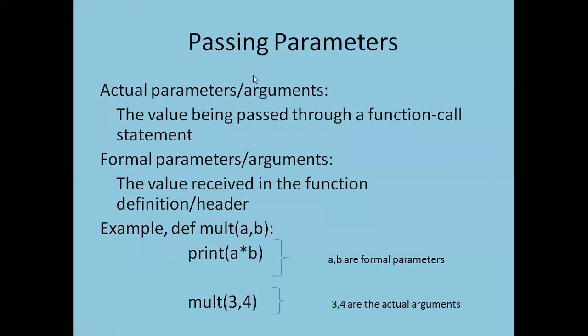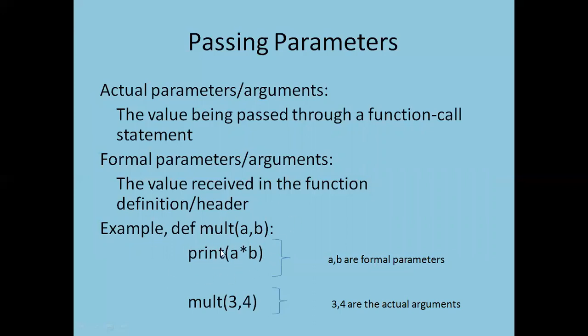Now another way: passing parameters is very important. The values that are passed in a function call statement are known as the actual parameters, and the formal parameters are the values received in the function. So for example, here: define mult a and b, print a times b. So this is my function.